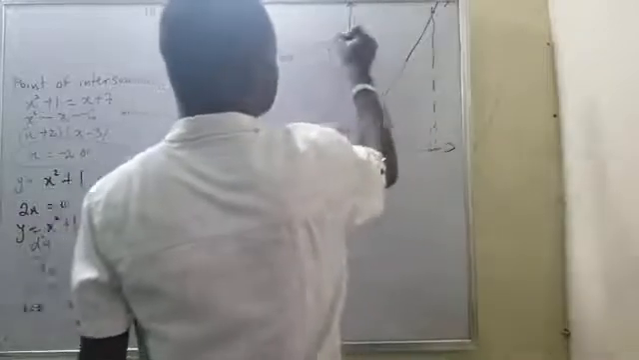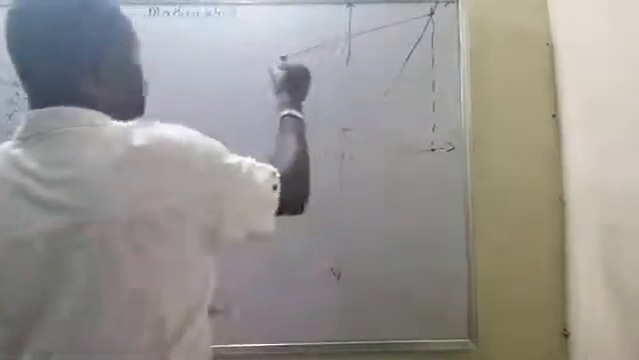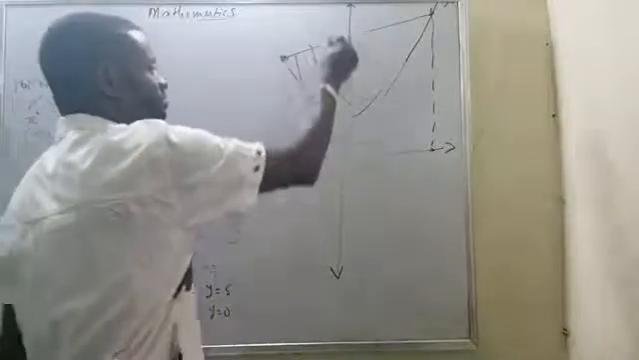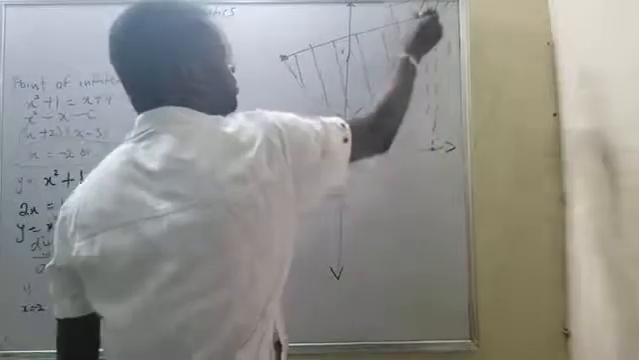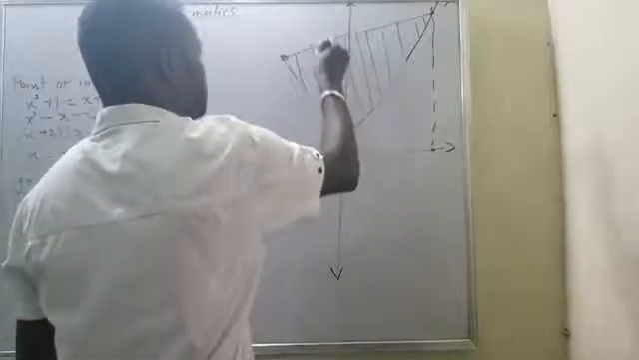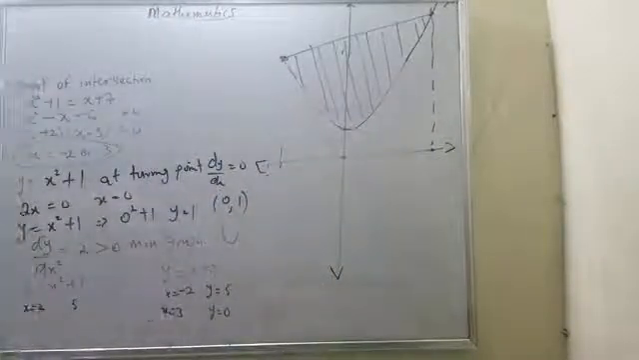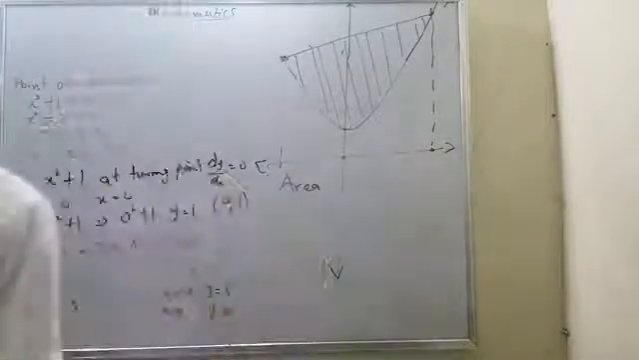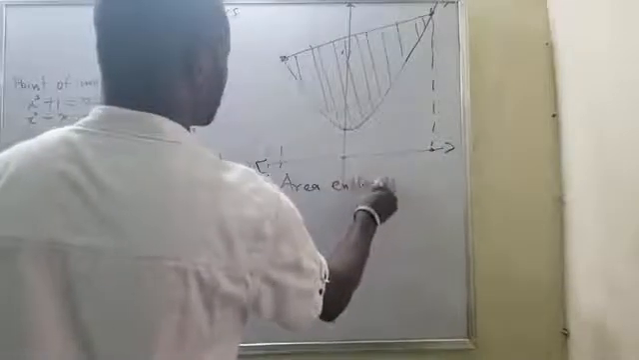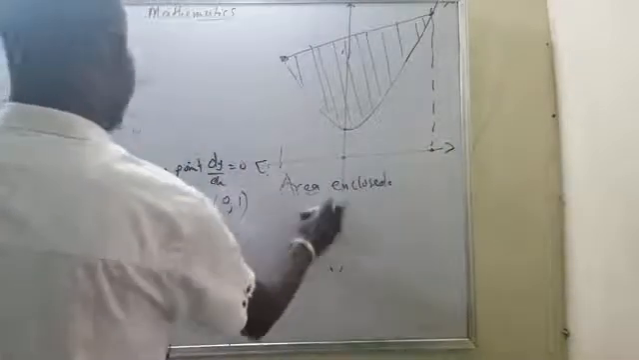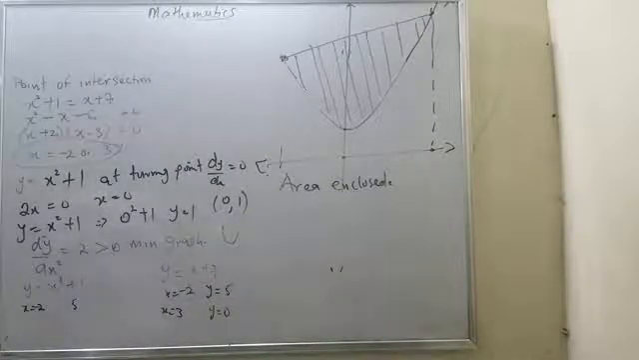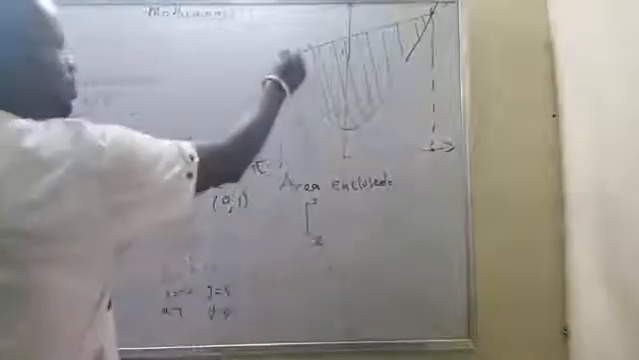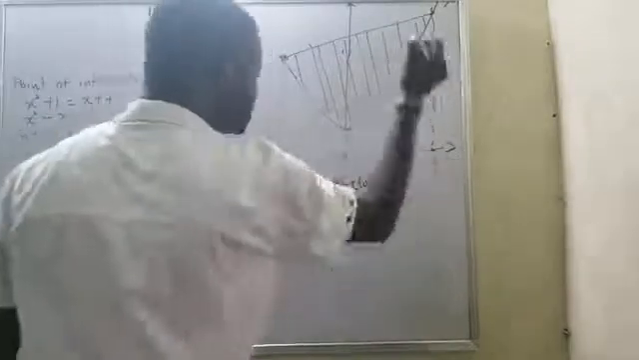This is what I'm talking about. Now, the area that I need is this part. That's all. Since I have the area, what do I need to do? How do I find my area enclosed? It will be equal to the integral from minus 2 to 3. This is 3.